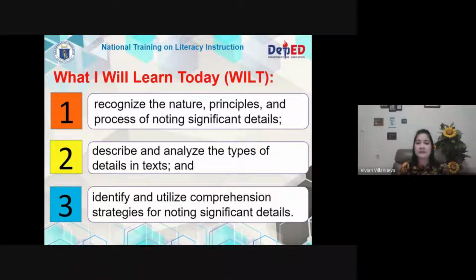Next objective is describe and analyze the types of details. We will describe that in detail later, but remember I told you, why did I put them in two categories? The questions about my day at home. Why do you think I put them in blue box and in red box? Next, identify and utilize comprehension strategies for noting significant details.